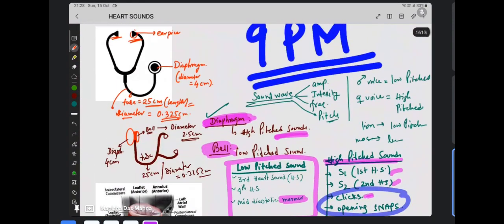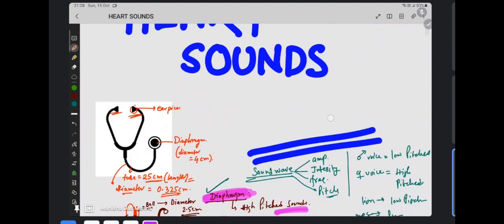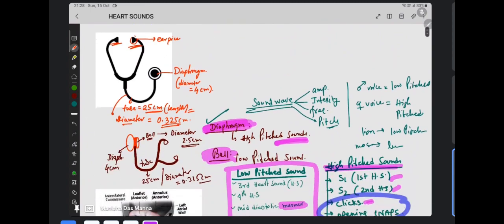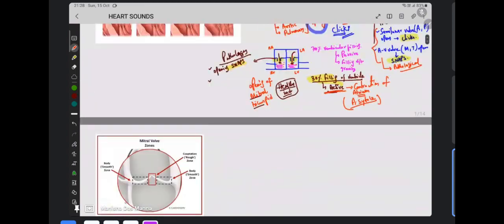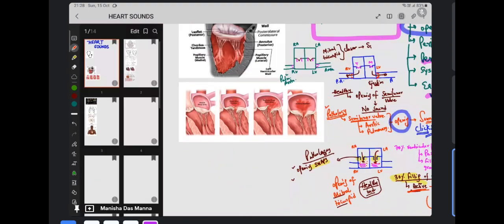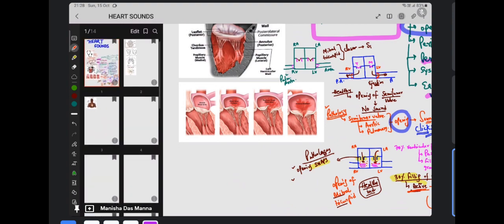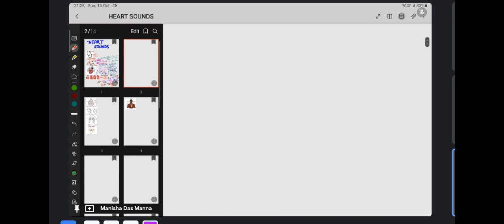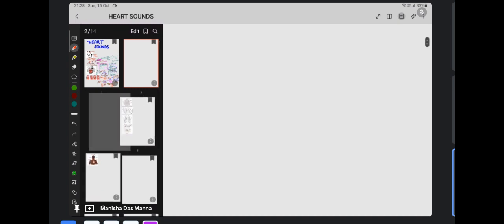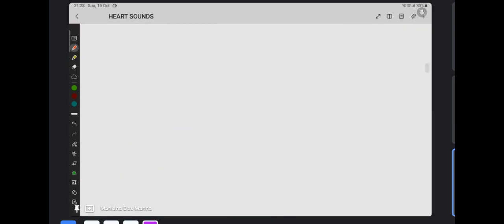Next, I'm going to talk about the first heart sound. In this discussion I'm going to talk about the first heart sounds. There is some need of blank pages. Okay, easy. So let's start.